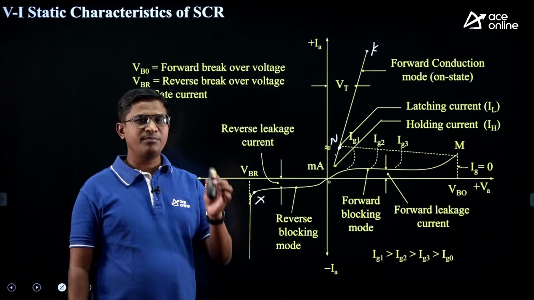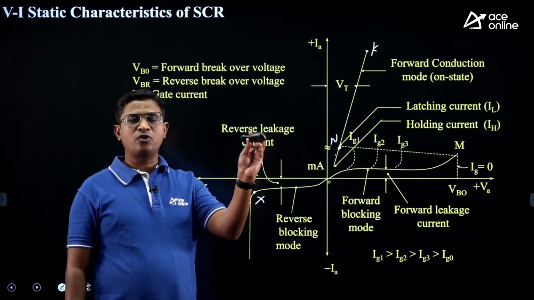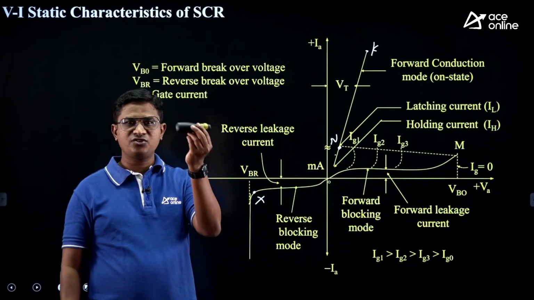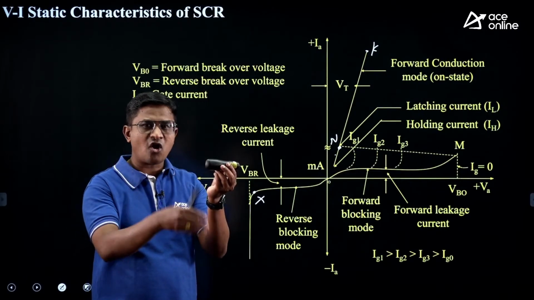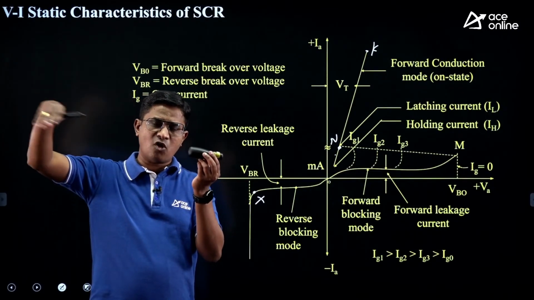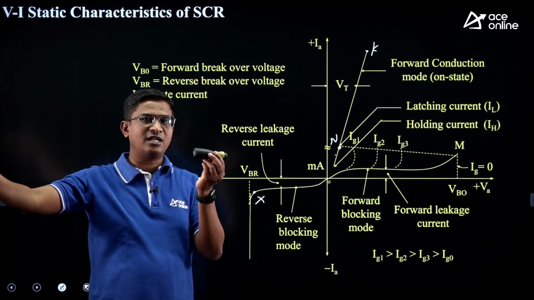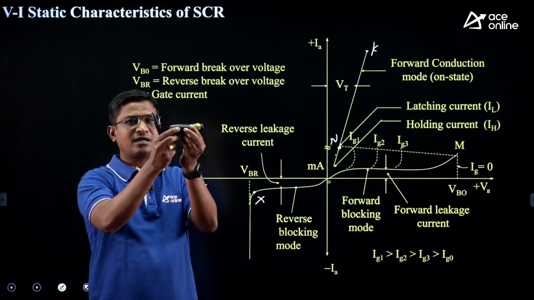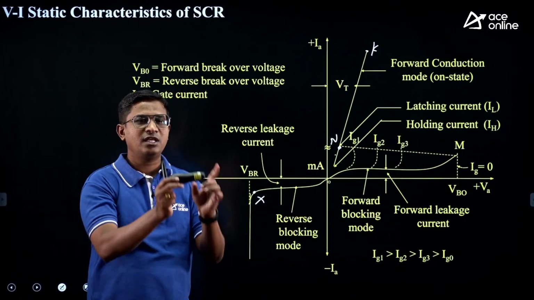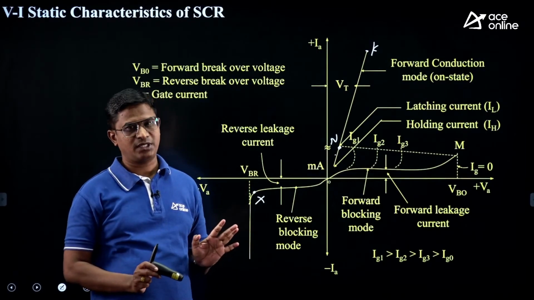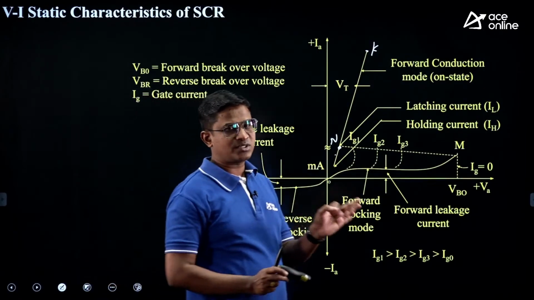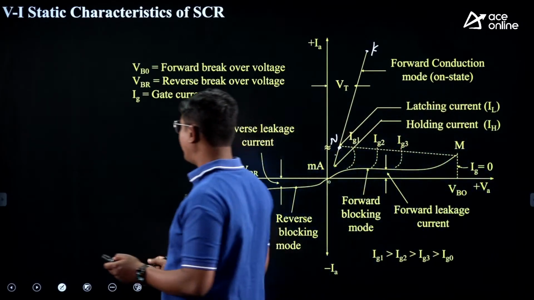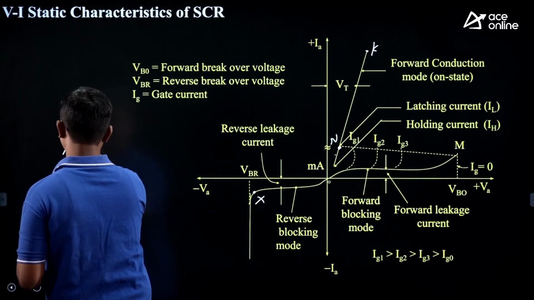Holding current is the minimum anode current required to maintain the SCR in the on state, otherwise it will turn off. Suppose this is your SCR, already in the on state, and I have removed the gate current long back. After removal of the gate signal also my SCR is continuing in the on state. Now if my SCR current becomes less than the holding current value, then my SCR will again come back to the off state. So holding current is associated with the turning off of an SCR, and latching current is associated with the turning on of an SCR.